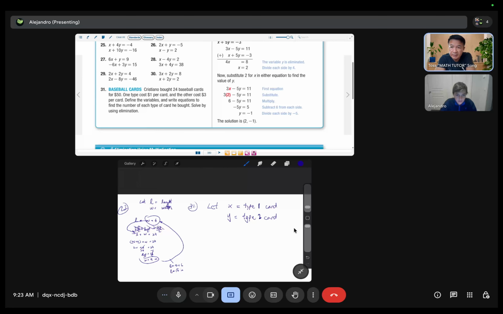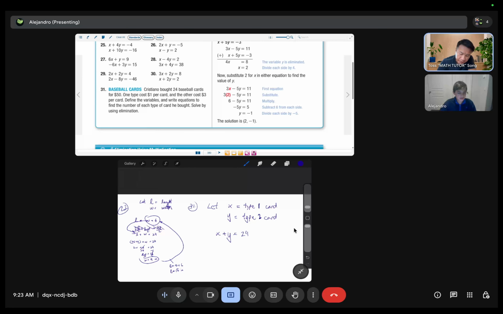Okay. Now, how would you set up the equations? They're actually giving you the most common ones that you would find on the test or quiz, for sure. I don't think you'll have any trouble. But let's set up the equations. How would you do it? So I'll probably do X plus Y equals 24. Yes, the number of cards. 24.